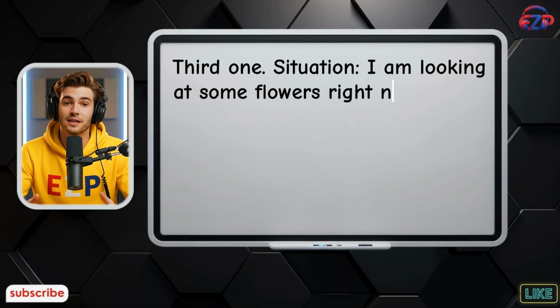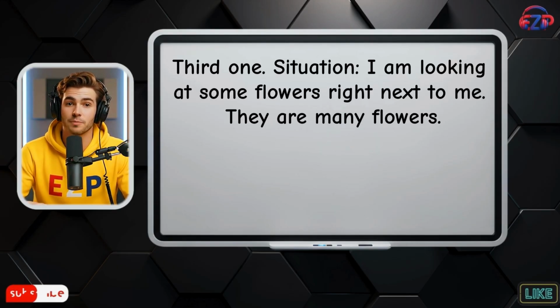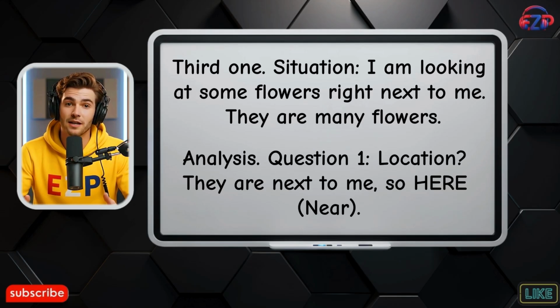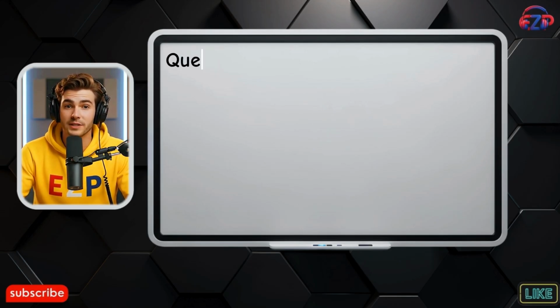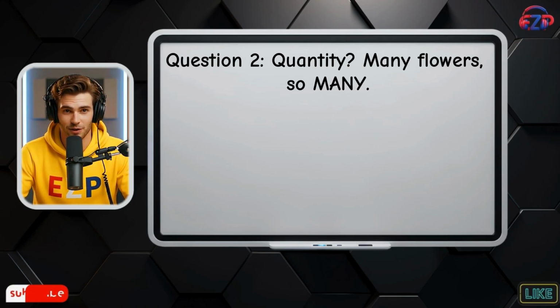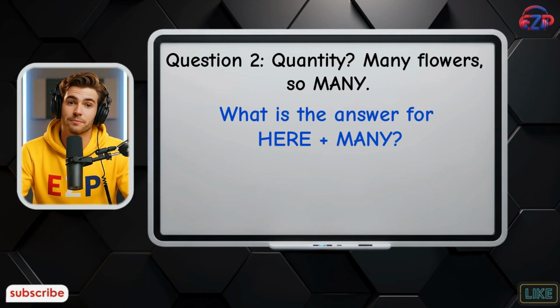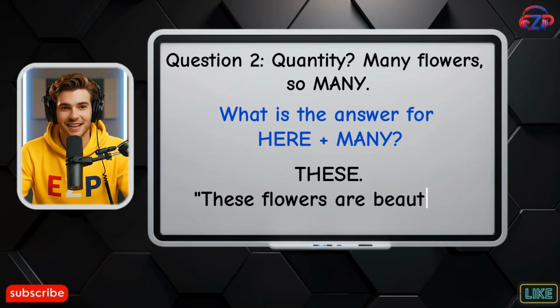Third one. Situation. I am looking at some flowers right next to me. They are many flowers. Analysis. Location. They are next to me, so here. Quantity. Many flowers, so many. What is the answer for here and many? These. These flowers are beautiful.